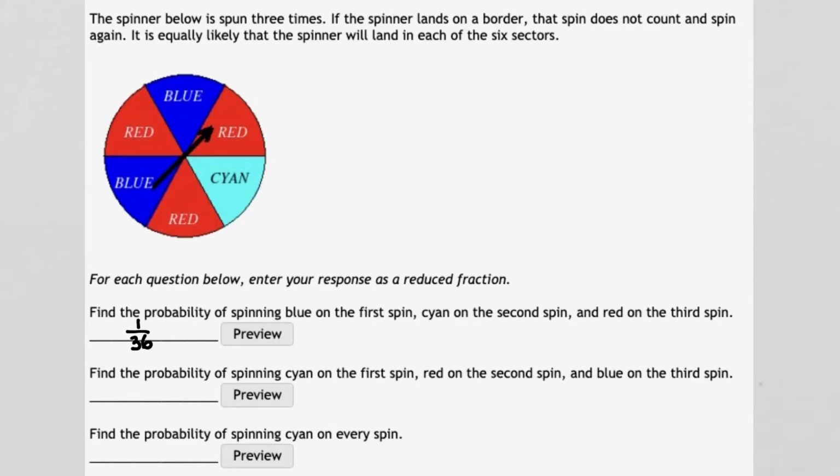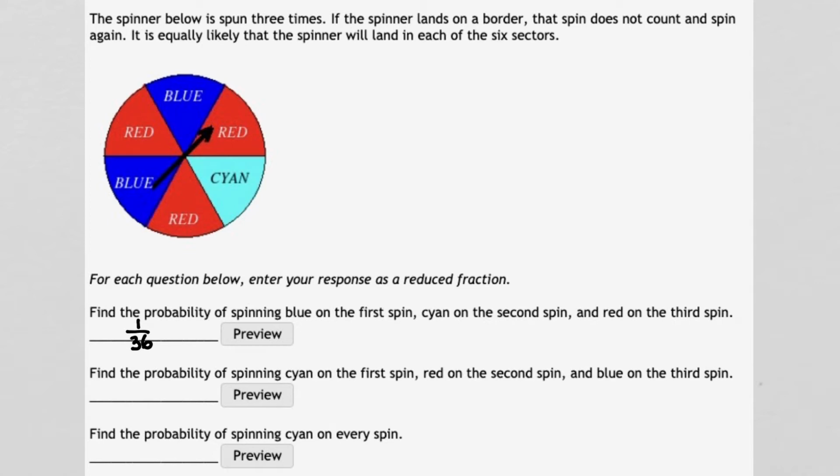This is a continuation from our last video involving probabilities and a spinner, where the spinner below is spun three times. If the spinner lands on a border, that spin doesn't count and it's spun again, and it's equally likely that the spinner lands in each of the six sectors. Now we talked about the first part already, so we're on the second part, which says, find the probability of spinning cyan on the first spin, red on the second, and blue on the third spin.